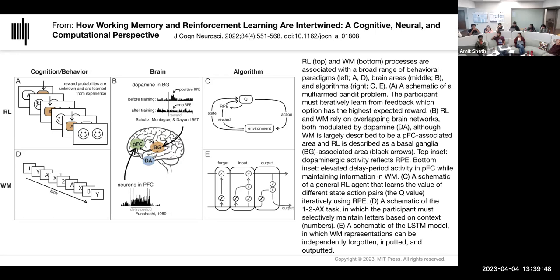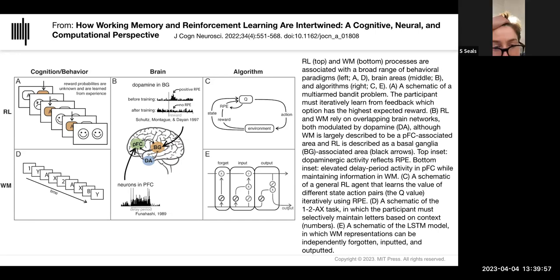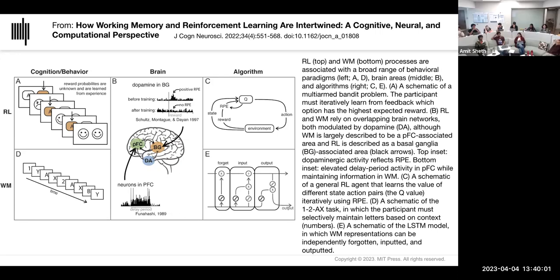That'd be my guess. Savannah, is this an N-back task? Panel D? I mean, it looks like an N-back task. Yeah, that's what it looks like to me.